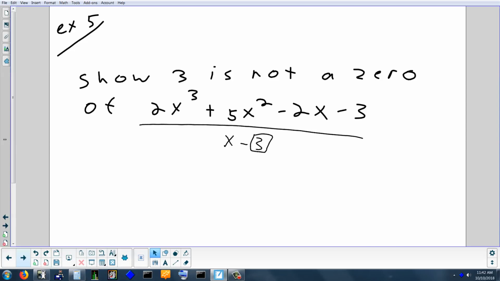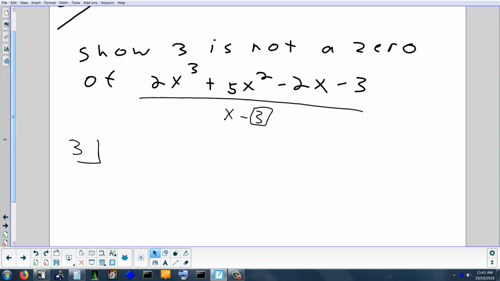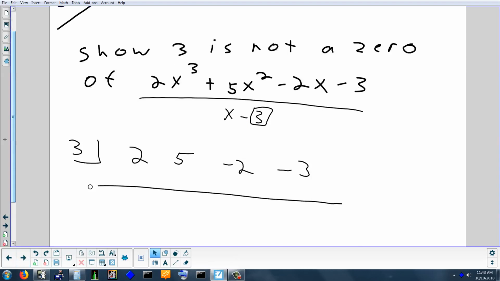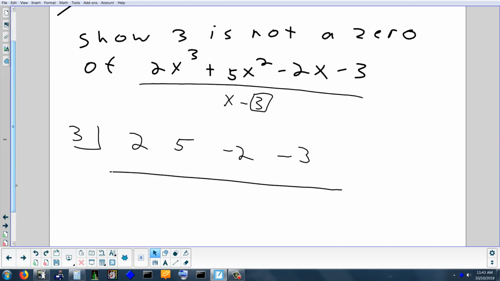So to show that it's not a factor, I'm going to use the remainder theorem. I'm going to use synthetic division, see what the remainder is, and hope that it's not 0. As long as I get something that's not 0, it means x minus 3 is not a factor of the numerator, which means 3 is not a 0. All right, so we'll put 3 on the outside. Coefficients, this time I don't need any zeros. Can someone tell me what my first step would be? Yeah, bring the 2 down.